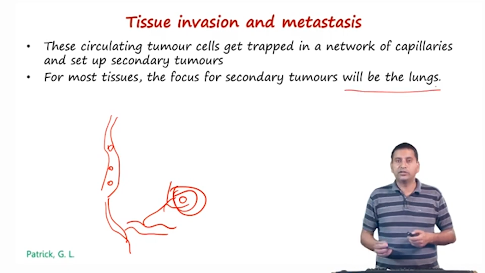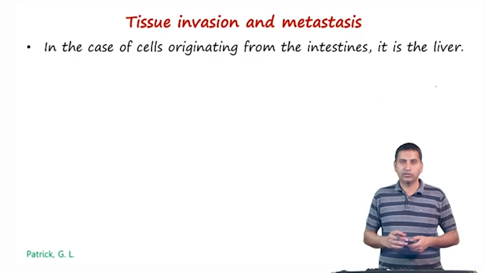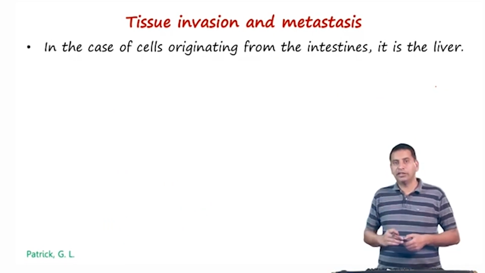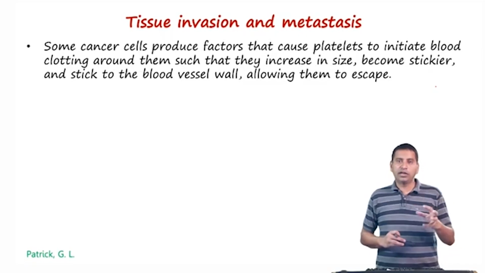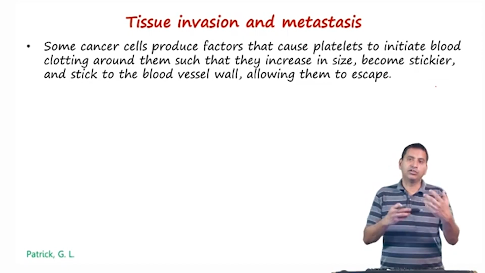For many of these, the lungs turn out to be the focus for secondary tumors. In the case of cells originating from the intestines, it is the liver. Some cancers produce factors that cause platelets to initiate blood clotting around them, such that they increase in size, become stickier and stick to the blood vessel, which allows them to escape.